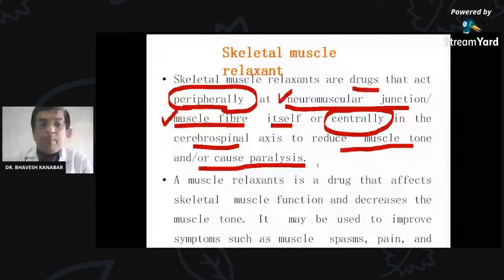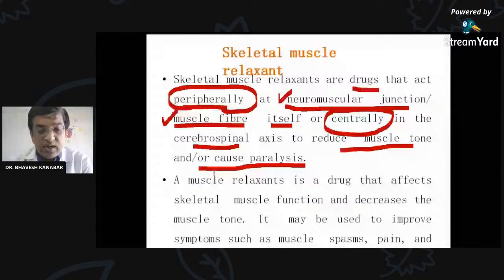Understood the basics of the skeletal muscle relaxant. There are two types of action, mainly peripheral and central. In peripheral, they are working either at the muscle fiber level or at the neuromuscular junction level, and in central, it is working over the cerebrospinal axis, that is over the CNS, to reduce the muscle tone and it may cause paralysis.